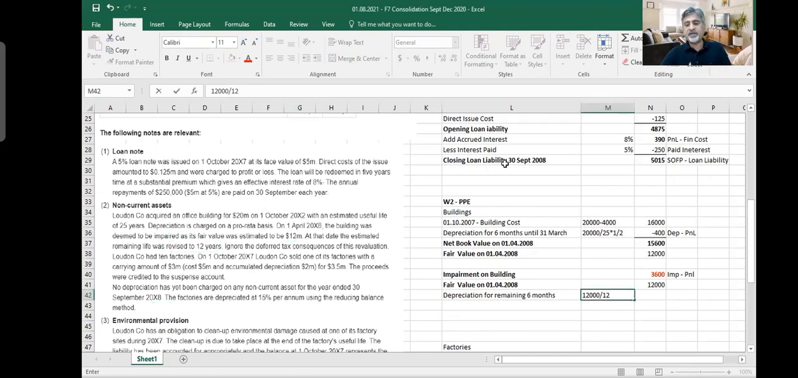So I'll say 12 million divided by 12 multiplied by 1 divided by 2. So this 1 by 2 means 6 months. So how much is the depreciation expense for the next 6 months? It is 500. Now this number will also go to P&L, depreciation to P&L.